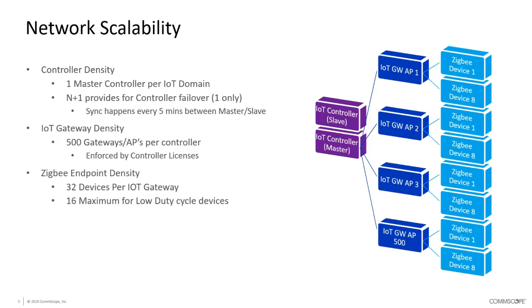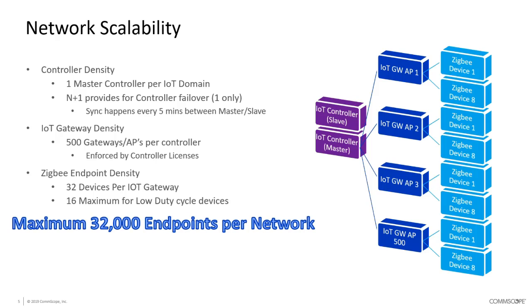Then on top of that, how many endpoints, how many Zigbee or BLE devices can be connected onto a single gateway? Depending on the application, you might want to change that. It could be anywhere between 16 or 32 devices, depending on the type of devices being used. Now that obviously gives you scalability.